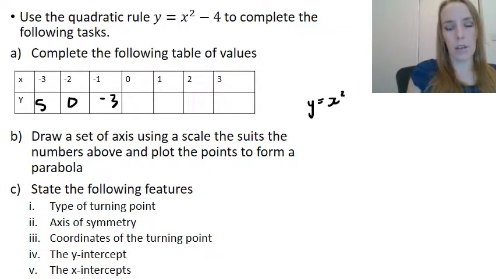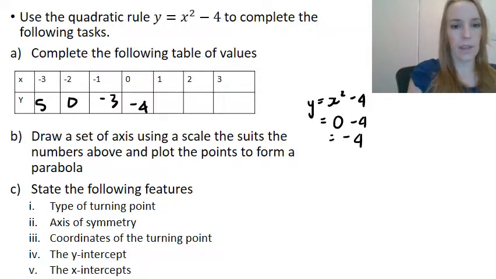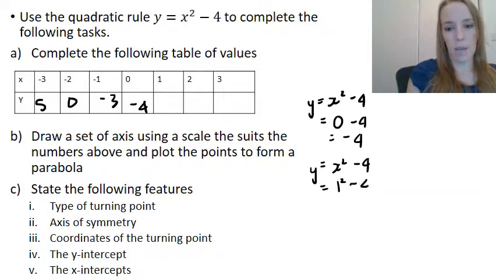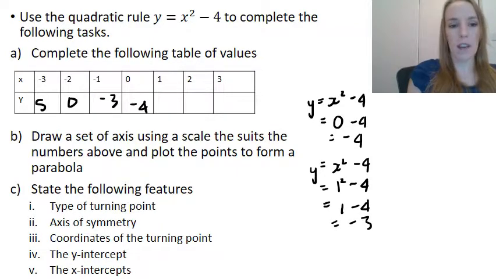Y equals x squared take 4. So 0 take 4, -4. So y equals x squared take 4. 1 squared take 4. 1 times 1 is 1 take 4 equals -3. Now you can probably start to see a pattern emerging. Once we've hit our turning point, our answers are going to be the same.